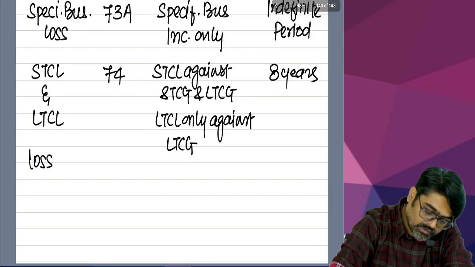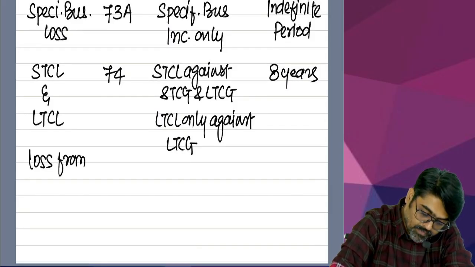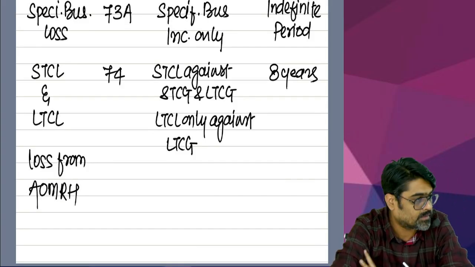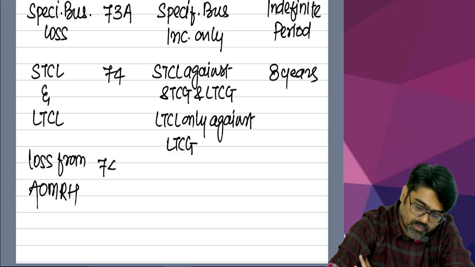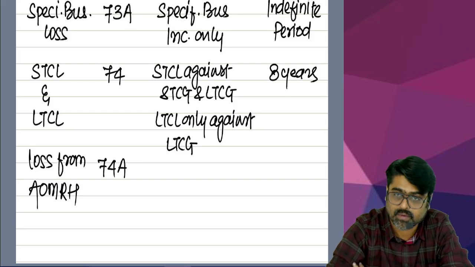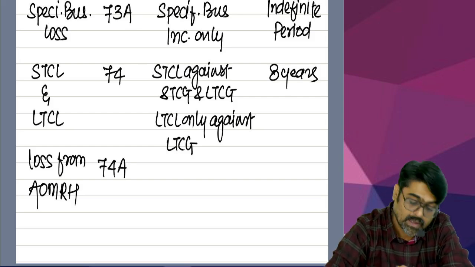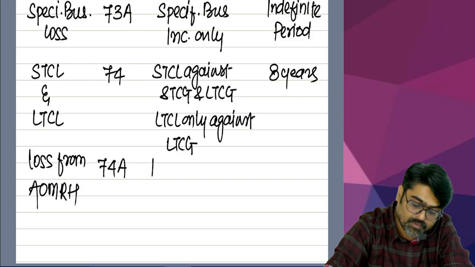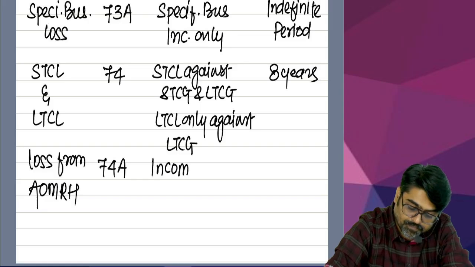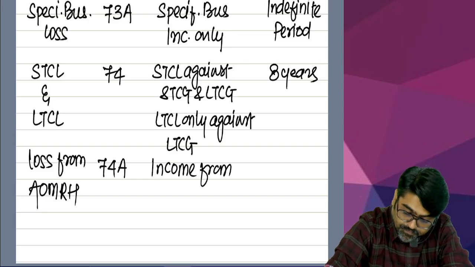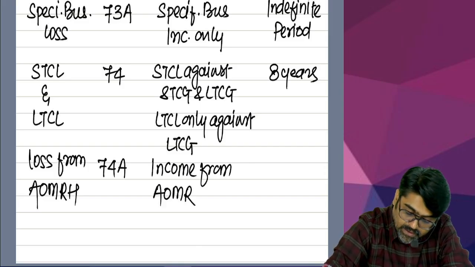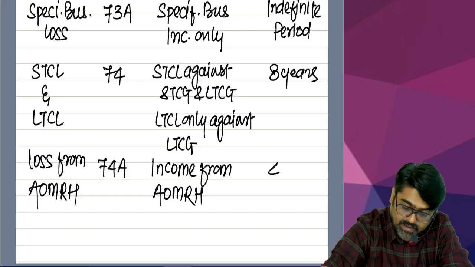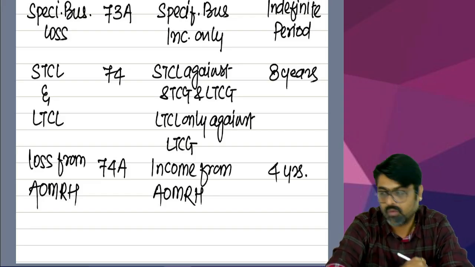Now, the loss is there. Loss from an activity of owning and maintaining race horses. If it cannot be set off in this year, section 74A says that you can carry forward that loss also. Yes or no? And after its carry forward, it will be set off against income from the activity of owning and maintaining racehorses only. And the maximum carry forward available is for 4 years.